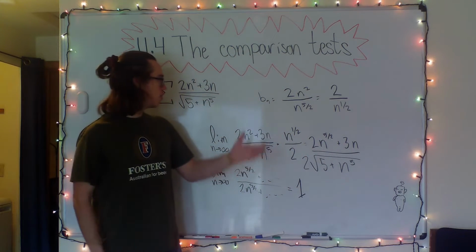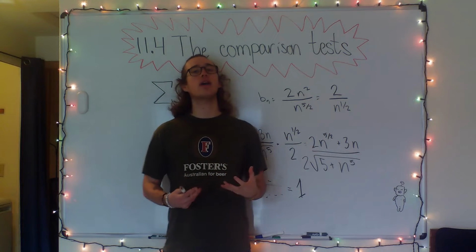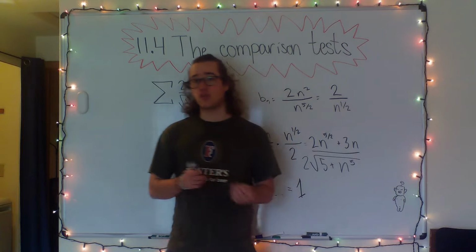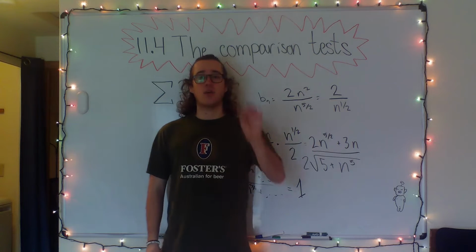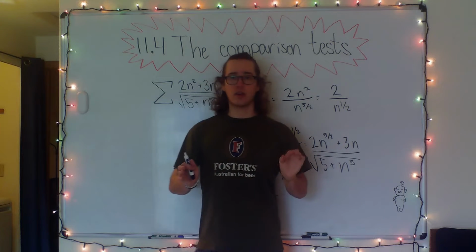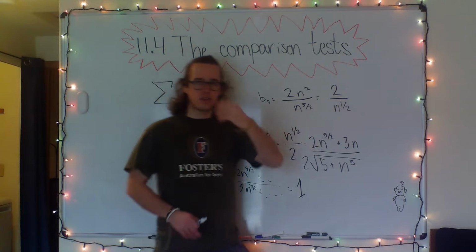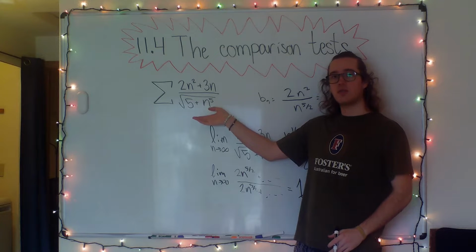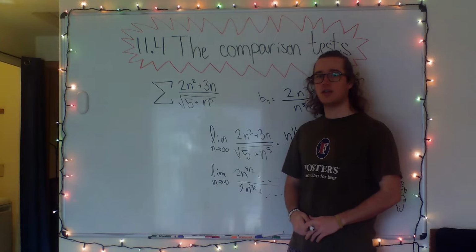And now we're going to take a quick look back at 2 over n to the 1/2. From our power series, we know that if the power is greater than 1, then the series converges, but n to the 1/2 is less than 1, so the series 2 over n to the 1/2 diverges. So that means this series, the sum of 2n squared plus 3n over the square root of 5 plus n to the 5th, will also diverge.